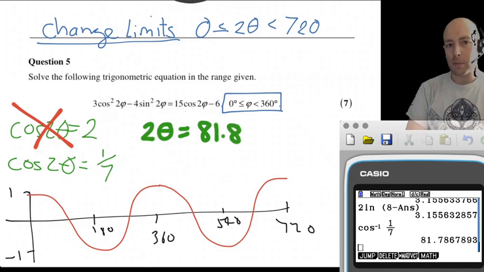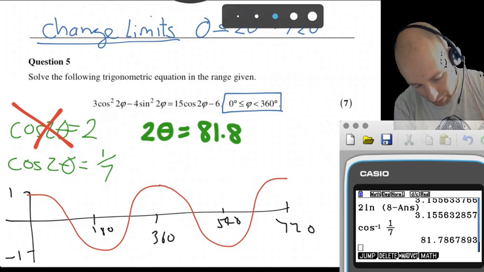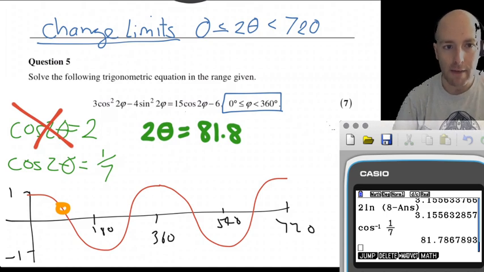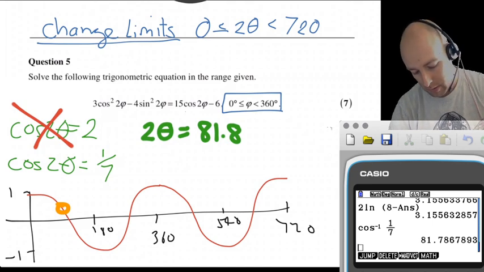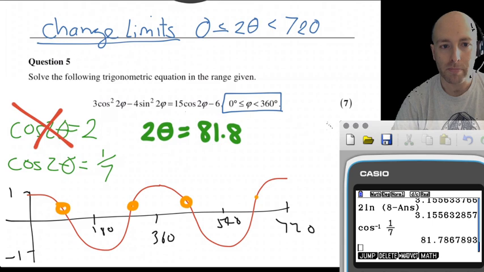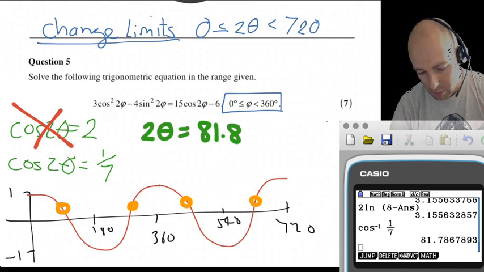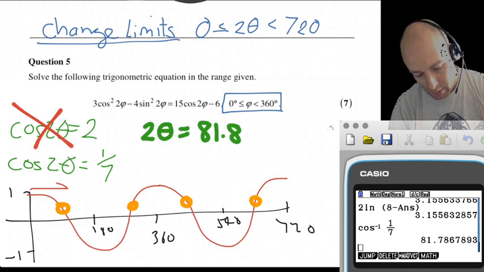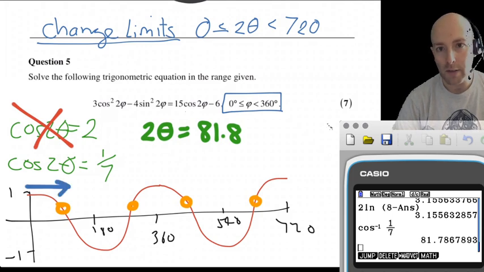Now that's one solution. There are going to be a lot more solutions. So 81.8 degrees. If I look at my graph, I reckon 81.8 is about here, because we cross at 90, so it's just before 90. And I need to find every other solution where we are at the same level. So I can see one, two, three other solutions here, here, and here. Right, so we need to find each of the other ones. Now, 81.8 is measured from this point of the graph. Let's use a different color. 81.8 is measured from the peak there.